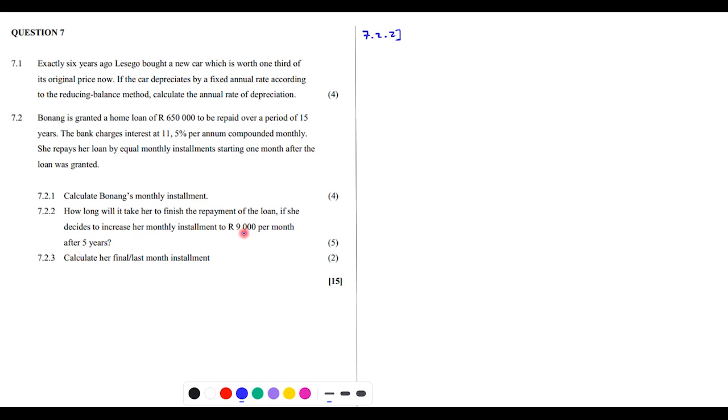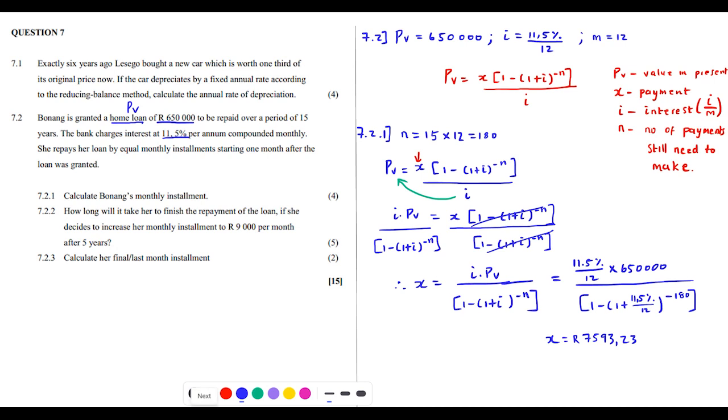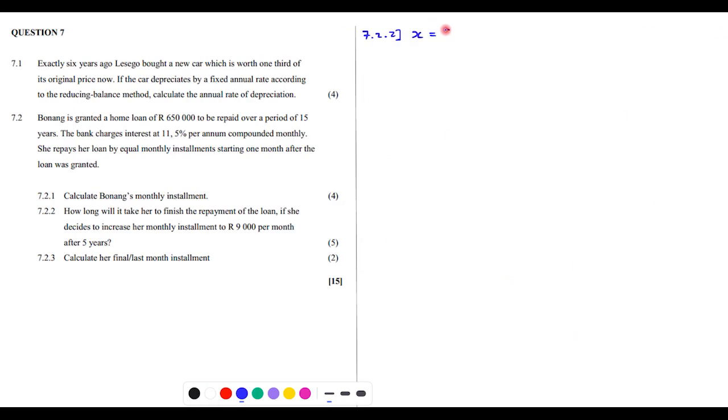So the first thing now is this. Here we know that previously Bonang was paying 7593.23, right? And then now we need to understand that after the 5 years, what was left. Which means, in order for us to understand everything, we need to know that Bonang was still left with how many years? With 10 years of payment, right?